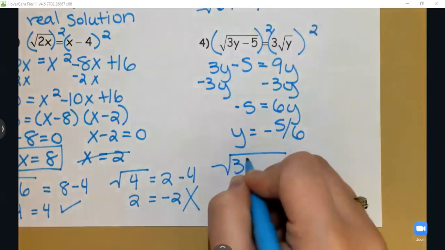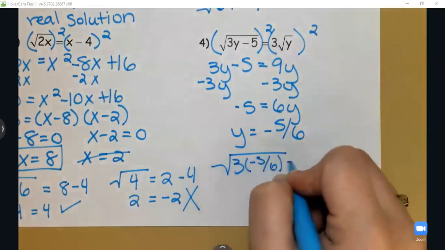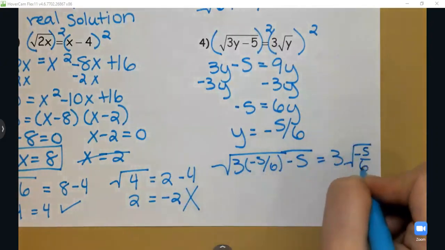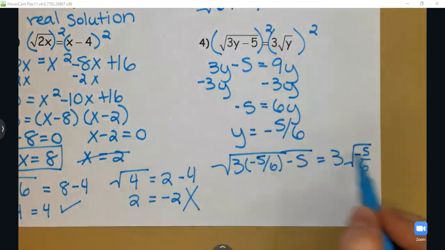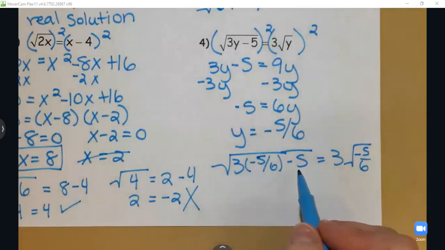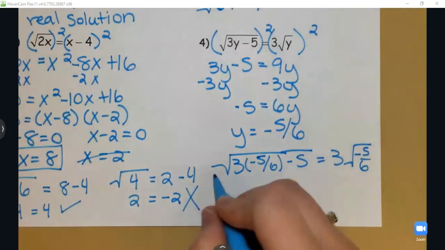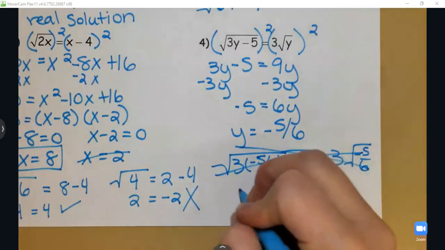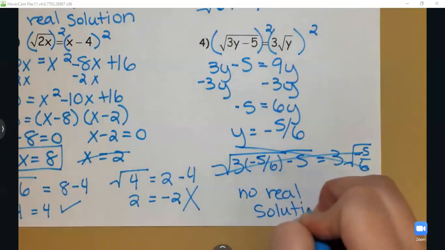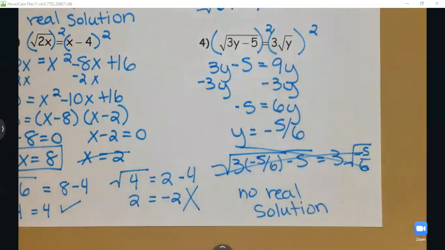So 3 times negative 5/6 minus 5 is equal to 3 times the square root of negative 5/6. Now, hopefully you can already tell that on the right-hand side, I've got a negative inside my radical. And if I continue the operation on the left, I'm still going to end up with a negative inside my radical, which is not possible. So once again, we have no real solution. And I know y'all are going to get really frustrated with this topic because there are going to be a lot of situations where there's no solution or one of the answers you've got is not a solution.